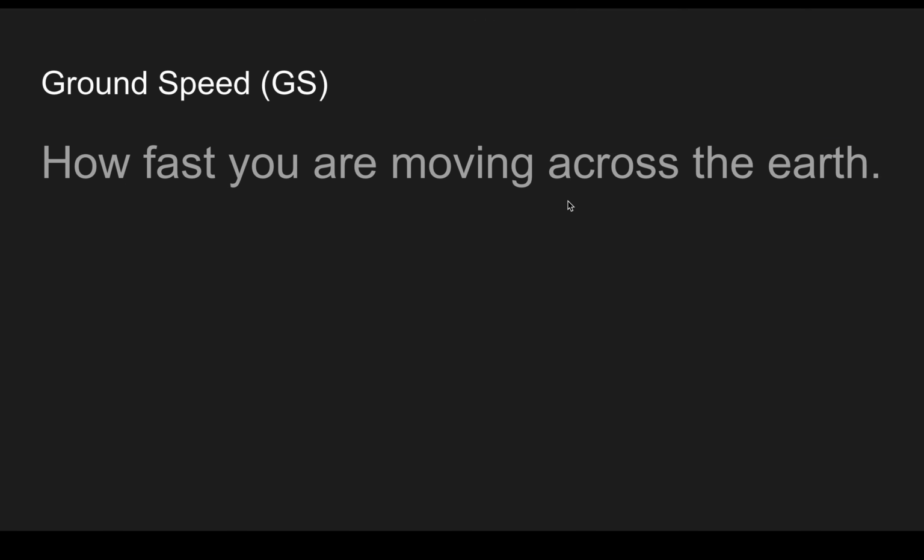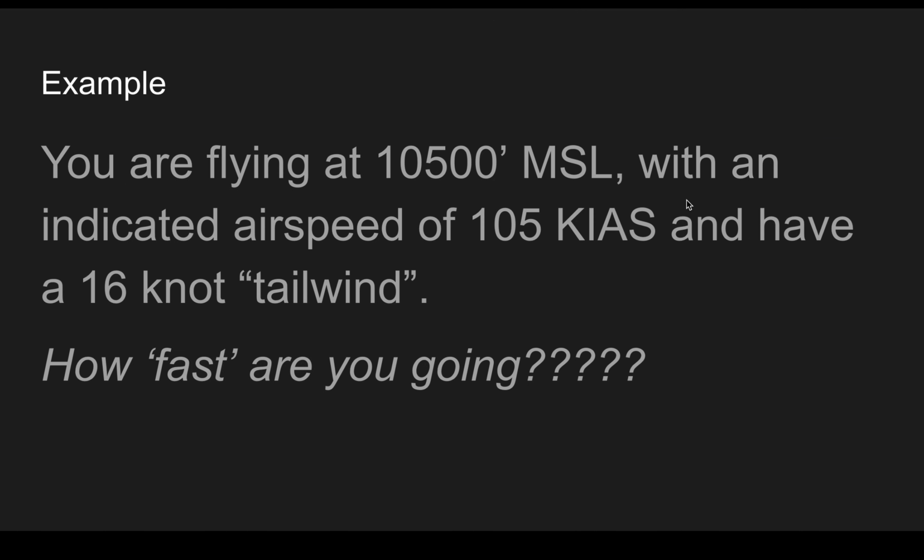Ground speed is just how fast you're moving across the earth. So for example, you're flying at 10,500 feet mean sea level. We haven't learned that term yet, but that's above sea level, not above the ground. 10,500 feet above sea level, with an indicated airspeed of 105 knots and a 16-knot tailwind. How fast are you going?